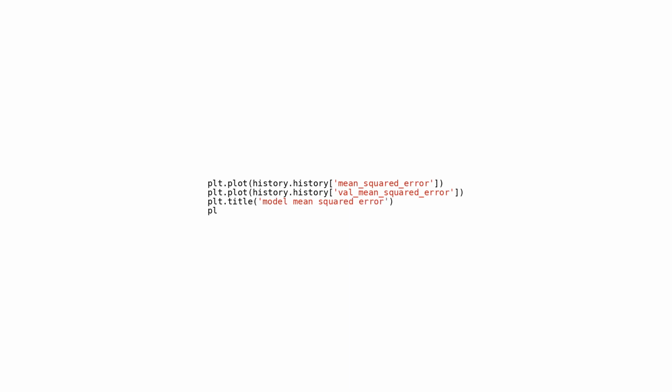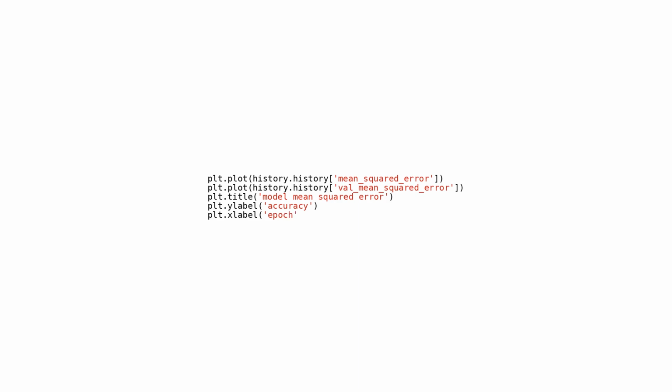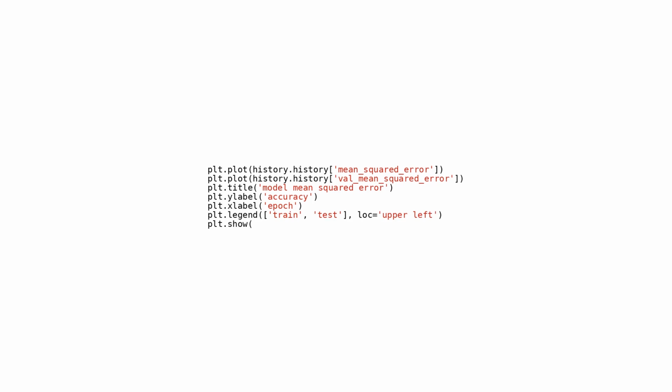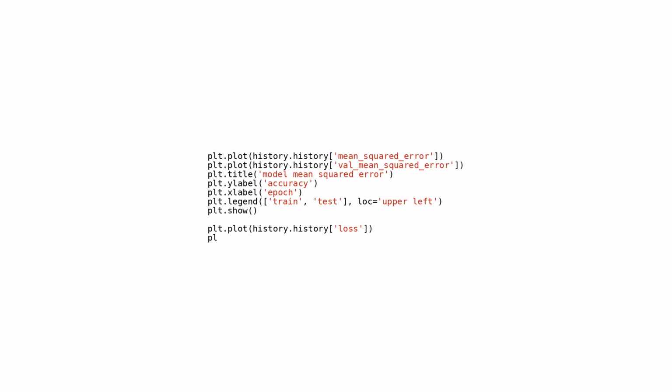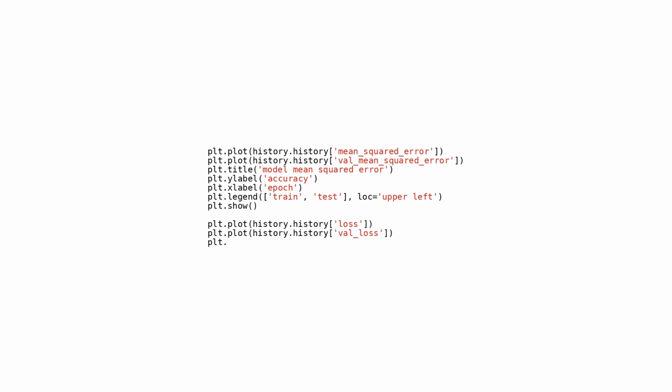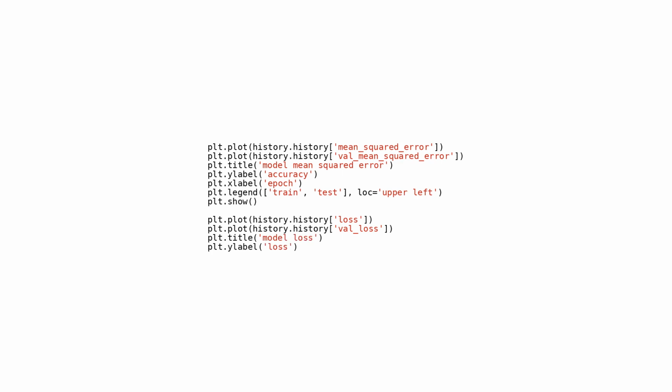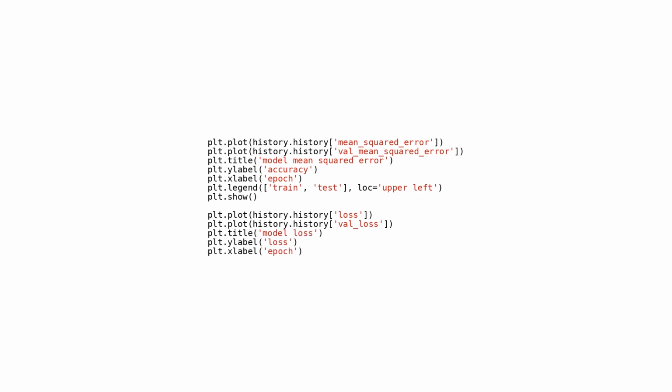The x-axis displays the training epochs, while the y-axis shows the MSE values. This plot helps visualize how well the model fits the training data (train MSE) and generalizes to unseen data (test/validation MSE). The second plot represents the model's loss during training. Loss indicates the error between the model's predictions and actual target values, with lower values indicating better performance.